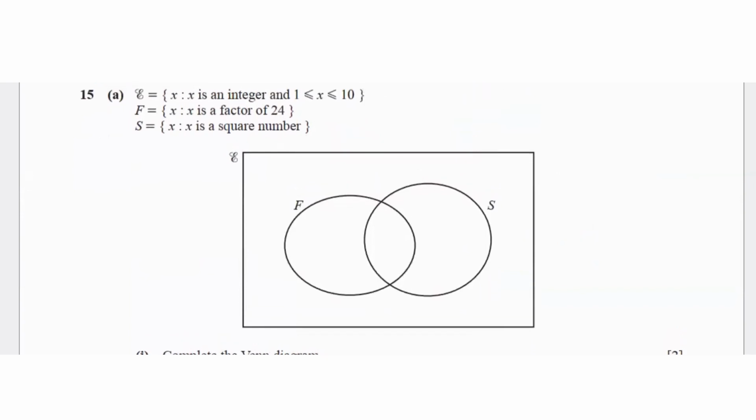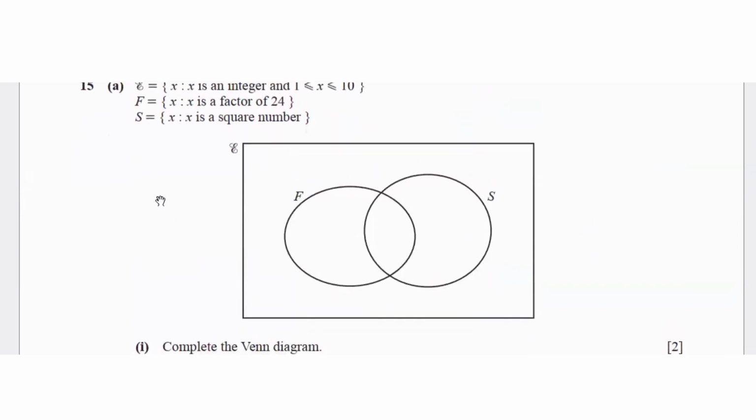Question 15 says, complete the Venn diagram. So x is a factor of 24 for F, and for set S, x is a square number between 1 to 10. So that is your universal set. So factors of 24 are 2 and 12, 6 and 4, 3 and 8, 24 and 1.